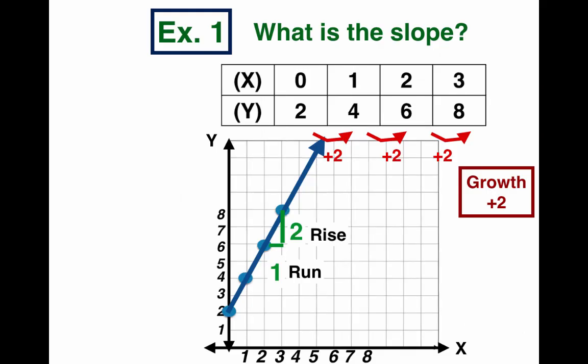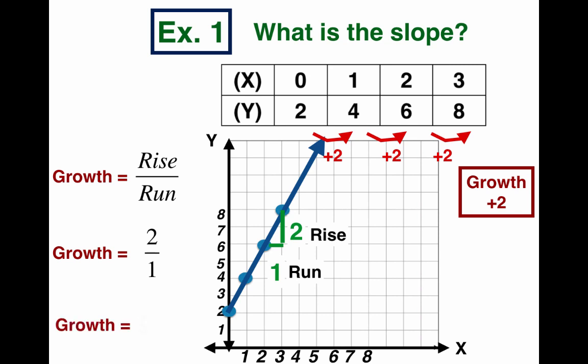Okay, why am I showing you all this? Well, because growth on a graph can be made into a ratio of rise over run. We can make a fraction of rise over run. In our problem, our rise was 2 and our run was 1, so it'd be 2 over 1. But what's 2 divided by 1 really equal to? Well, it's really equal to 2.